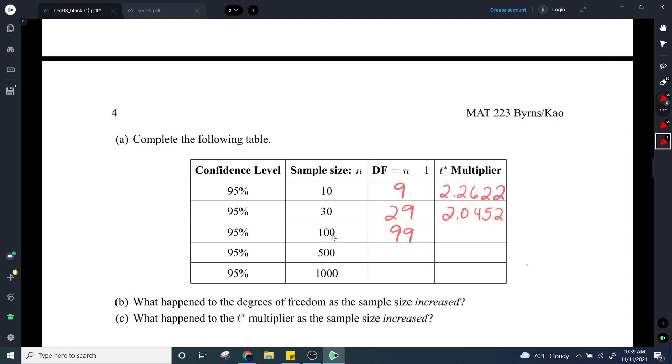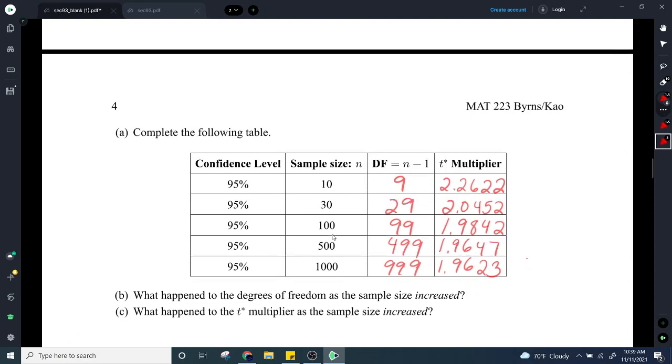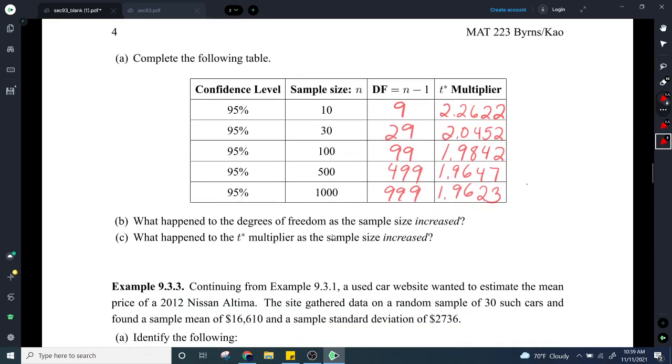So let me just give you these multiplier values. This would be 1.9842. What would the degrees of freedom be if I have a sample size of 500? That would give me 499 for my degrees of freedom, which gives me a multiplier of 1.9647. Again, don't worry about how I'm getting this. We'll give you these numbers, so you don't need to worry about that. I just want you to see the pattern here. If sample size is 1,000, my degrees of freedom would be 999, and my t-star value for that would be 1.9623.